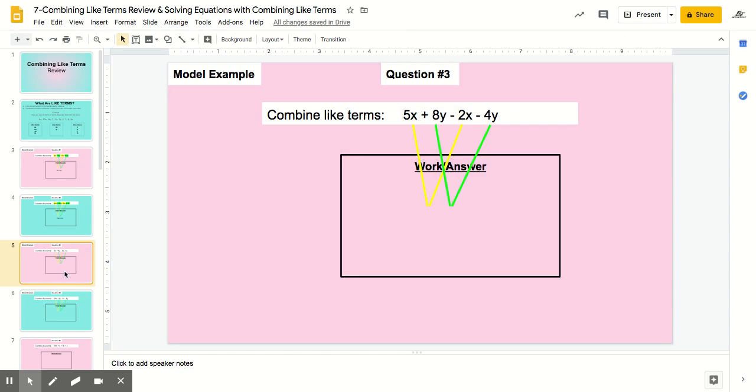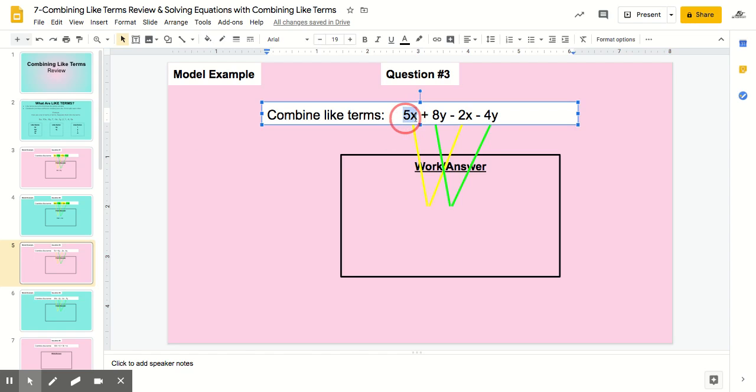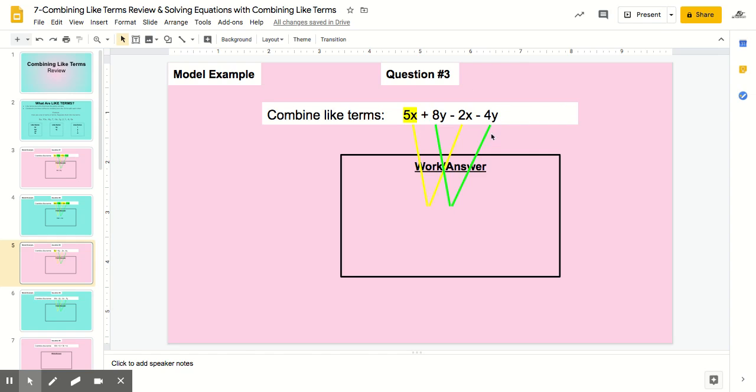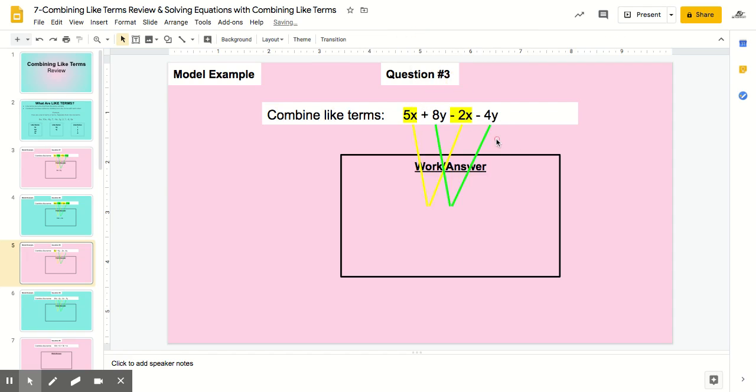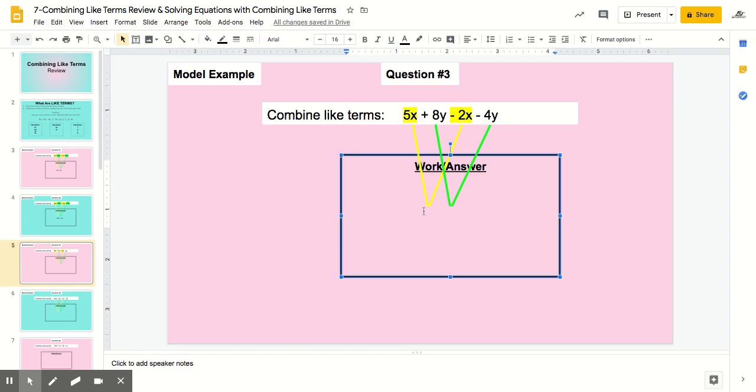Okay, number 3. Let's identify our like terms. I'm going to start with my first term, which is 5x. So I have 5x. Now I'm looking for the next term that has an x to it. Well, it's right here. But ladies and gents, we must be careful because there is a minus sign in front of that 2x. So this is a negative 2x. So now when I add, I'm adding 5x plus negative 2x, and 5x plus negative 2x is 3x.